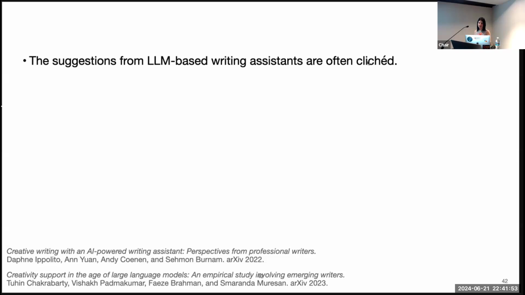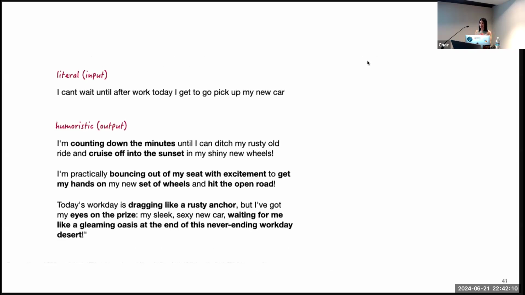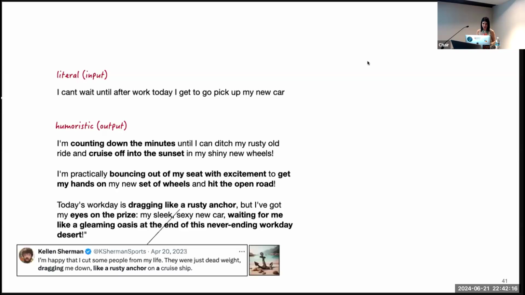But one of the relevant conclusions here is that the authors seem to suggest that the suggestions from the LLM-based writing assistants were often cliched and repetitive. And so it is interesting because if you look at the previous slide, they're excessively using figurative expressions. It's related to generating cliches.